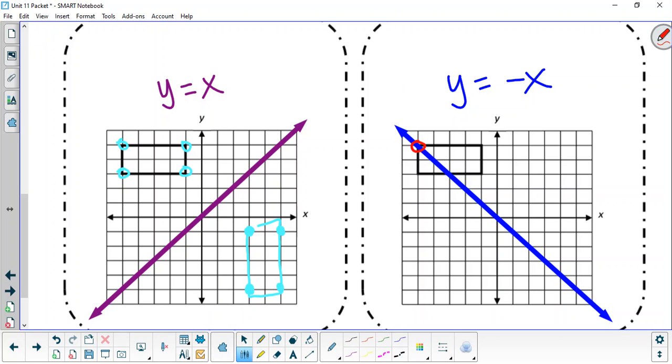Now, my first point here is on the line of reflection, so it's just going to stay there. That's one of my points. And the second point goes diagonally through one box, so we go diagonally through the other side, plot it here. This point, diagonally 1, diagonally 2, so we go diagonally 1, diagonally 2. And my last point, diagonally 1, diagonally 1. And connect your new points.